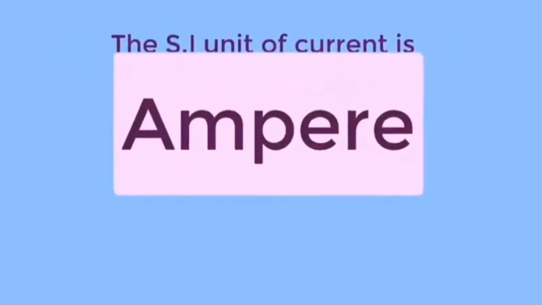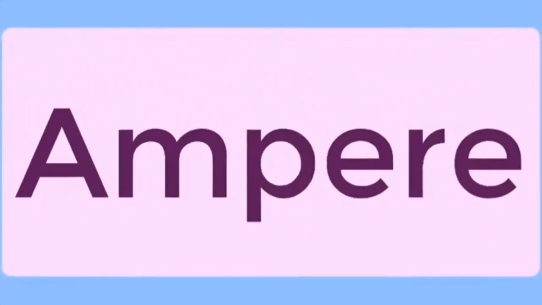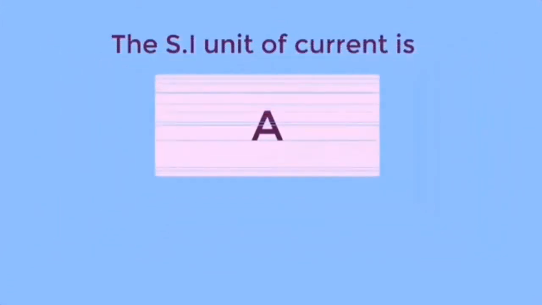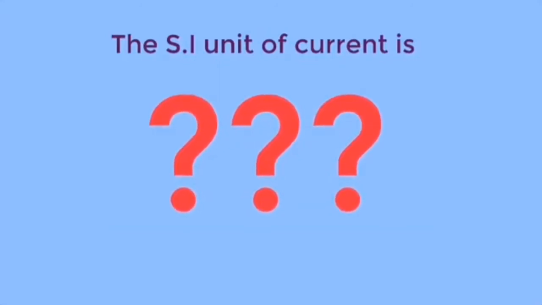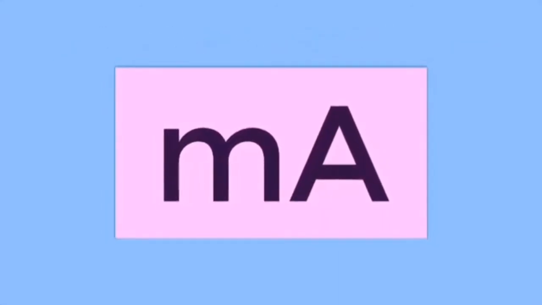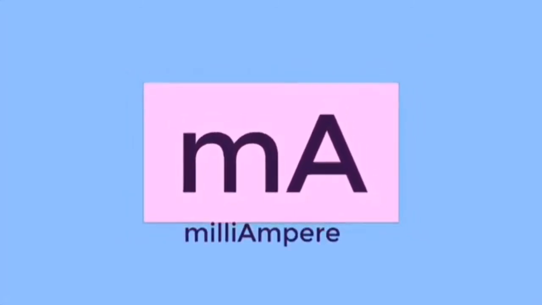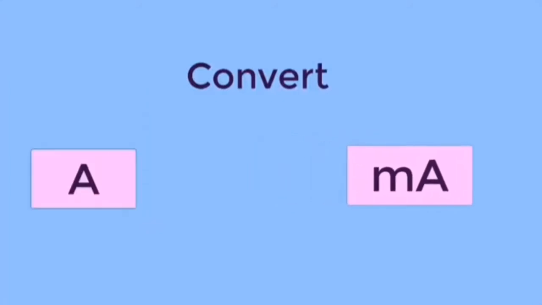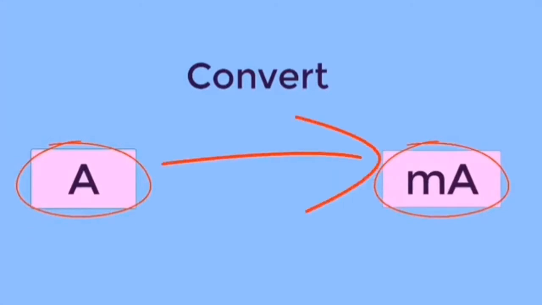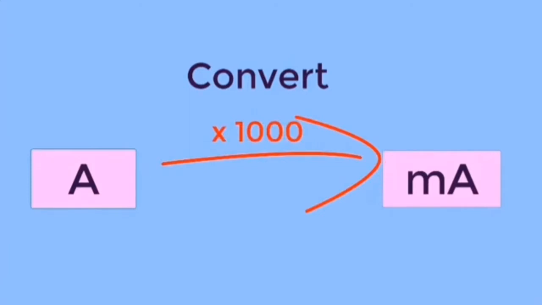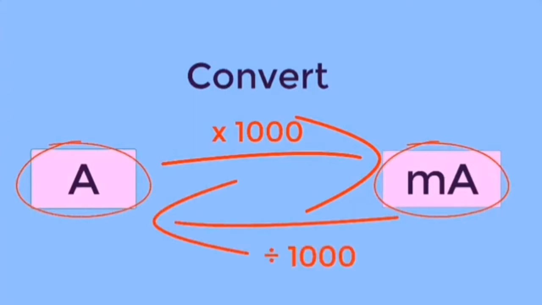The SI unit of current is ampere, where it is symbolized by A. Do you think that there is another unit of current? Yeah, it's milliampere. That is symbolized by mA. To convert from ampere to milliampere, we have to multiply by 1000, and to convert from milliampere to ampere, we have to divide by 1000.